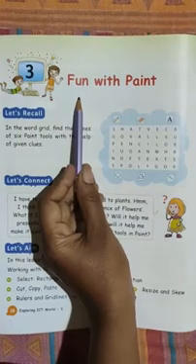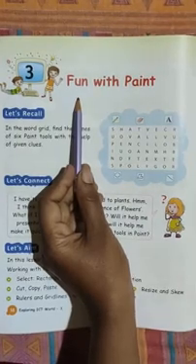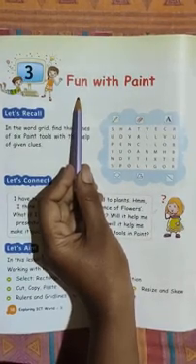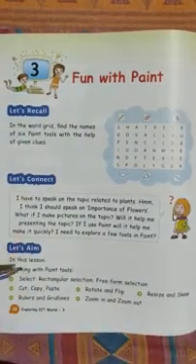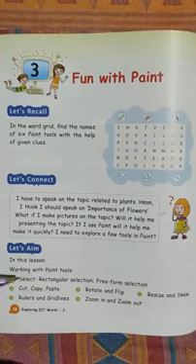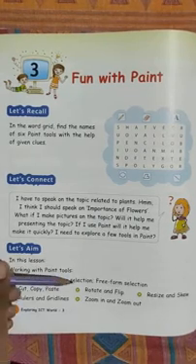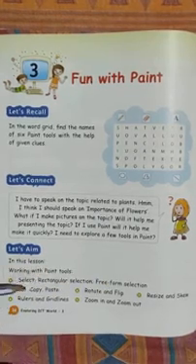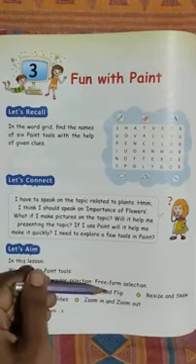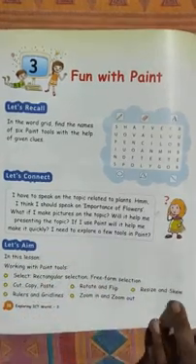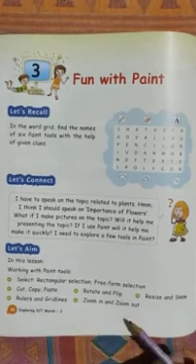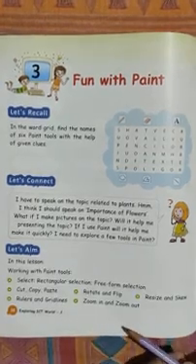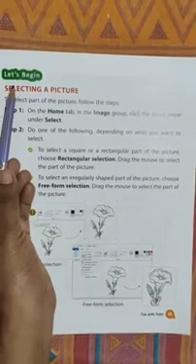Today we are going to start chapter number 3, Fun with Paint. Okay? In this chapter, we will learn about working with paint tools: select, rectangular selection, freeform selection, cut, copy, paste, rotate and flip, resize and skew, rulers and grid lines, zoom in and zoom out. Okay, now let's begin, students.